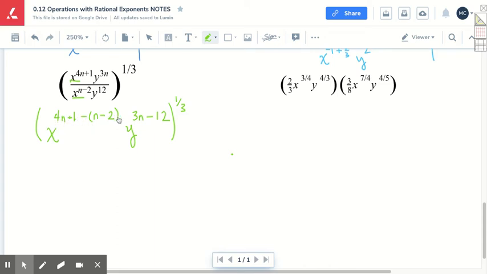All right, now I need to simplify inside here. The y is already simplified, so I'm just going to keep that one: 3n minus 12. And the 1/3 power on the outside. For the x, I need to simplify this here. So that would start with distributing the negative, so that's going to make it say minus n and plus 2. So if I take this, 4n minus n would be 3n, and 1 minus negative 2 would be plus 3.